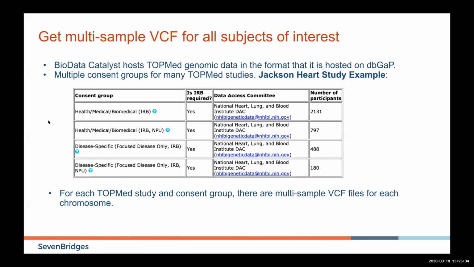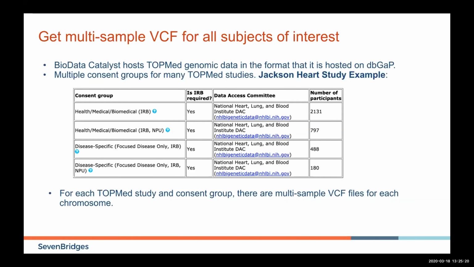Moving on to getting the VCF data for the subjects of interest, BioData Catalyst hosts the TopMed genomic data in the format that it's hosted on dbGaP. So this means that researchers are getting approval to work with the TopMed studies at the level of consent groups. And these consent groups dictate the data use limitations for study participant data. And there could be multiple consent groups in a particular study. So I'm showing an example here with the Jackson Heart study that has 4 different consent groups.